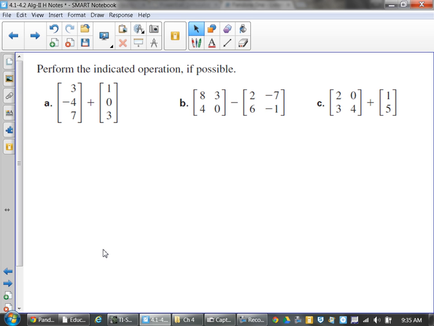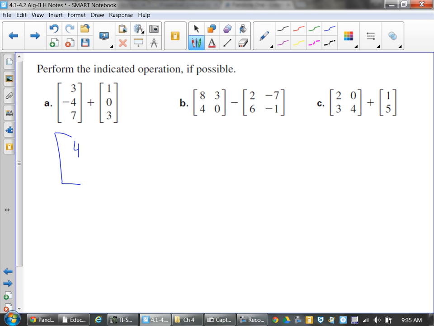So this becomes 3 plus 1, 4. What's -4 plus 0? -4. What's 7 plus 3? 10. This is really all this is.